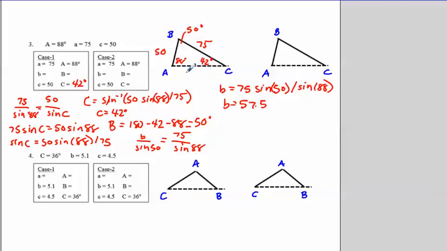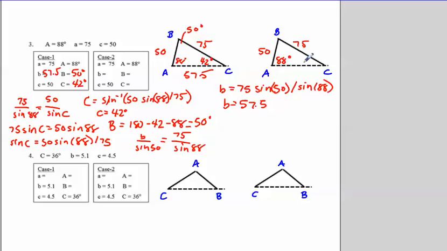And that would go down here. Okay, so I'm going to put in 57.5, and that my angle B is 50 degrees. Okay, so let's go to case 2 now. In case 2, I still have 88 degrees, 50, and 75.